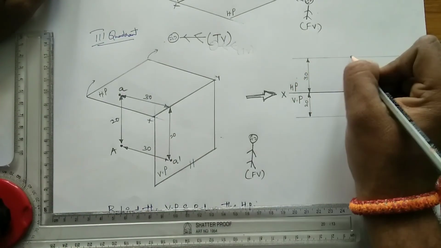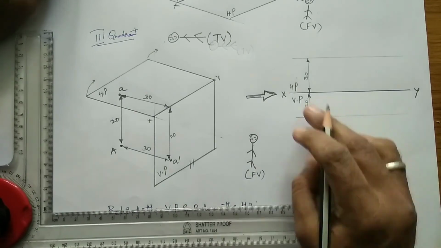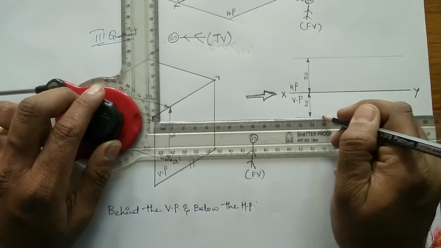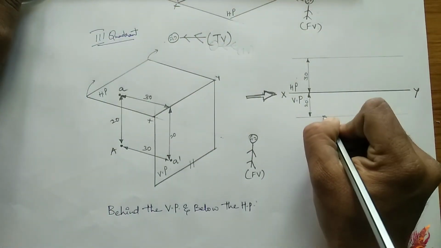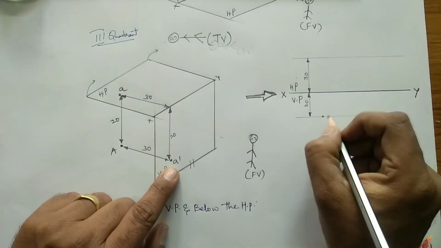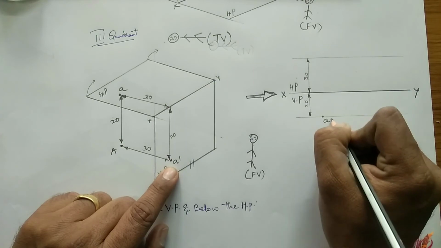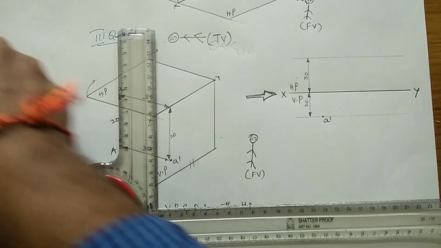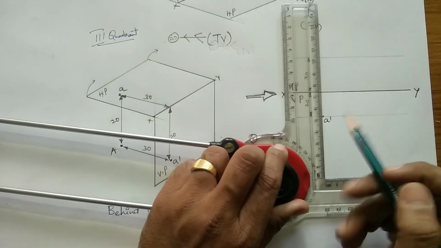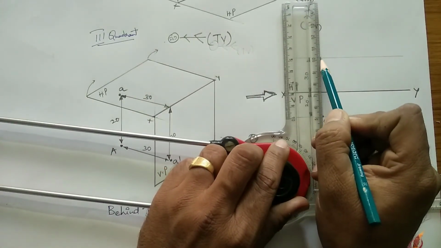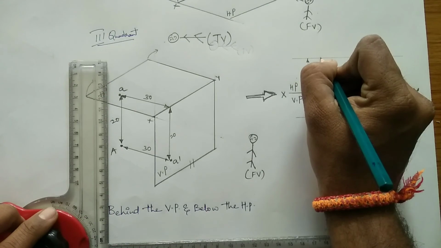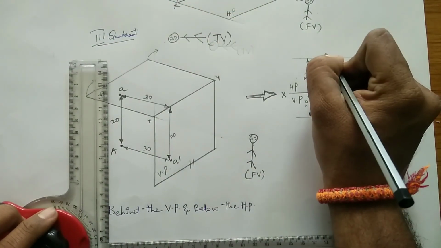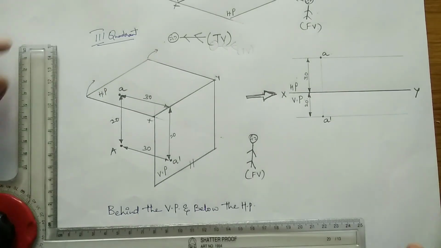You can locate the point anywhere, maintaining a distance of 10 mm from this one. So right now I'm locating the point here. On the vertical plane, it's at a distance of 20 mm. I'm marking it as A dash. Draw the projection line from A dash in order to locate the point A.